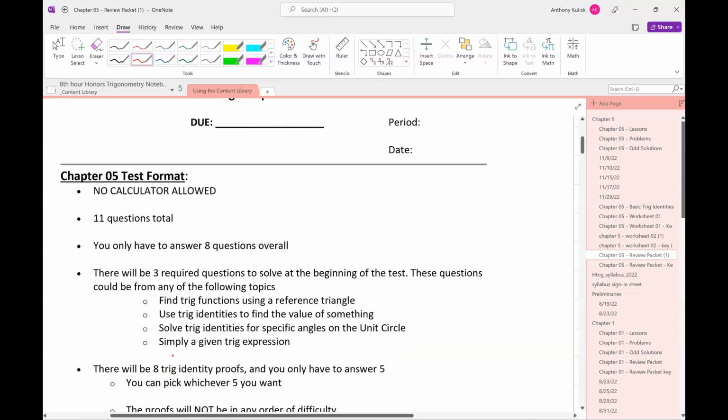Okay. So that's the test format. Does that seem like a reasonable format? Yeah, I like the idea of having some choice on the proof ones, because sometimes you look at one and you just think, I don't know what to do with that. So you have a little bit of flexibility there. You've got to know what to do with some of them, but not all of them, which I think is pretty fair.